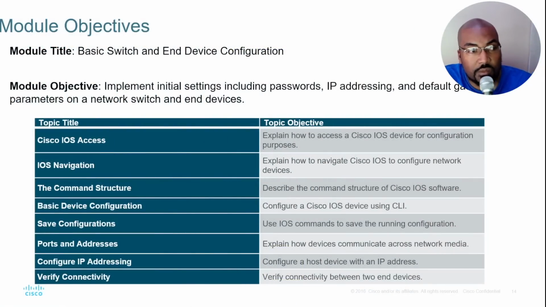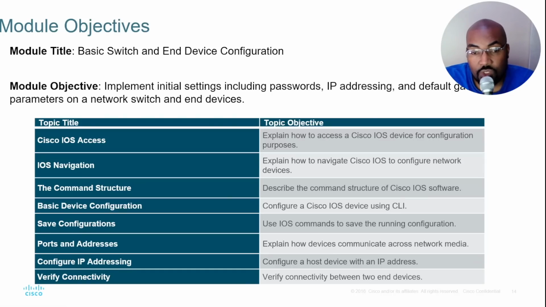So some of the things we're going to be getting into with this module, we're going to look at the Cisco iOS. We're going to explain how to access the Cisco iOS device configuration and its purposes. We're going to take a look at those items. We're going to look at the iOS navigations. We're going to explain how to navigate through the Cisco iOS. We're going to describe the common structure of iOS software. We're going to configure iOS device using command line interface.